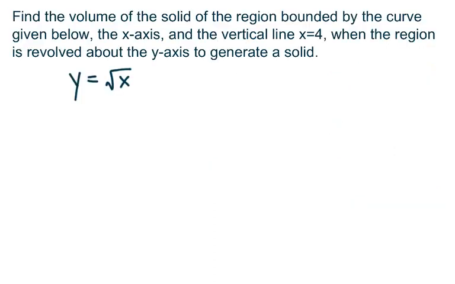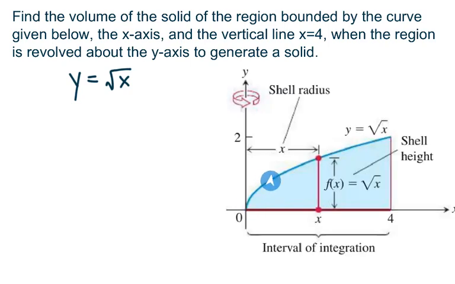For this example, we're going to find the volume of a solid of a region bounded by the curve y equals the square root of x, and also the x-axis and the vertical line x equals 4. Those are the bounds. We're going to revolve this region about the y-axis to generate a solid. So let's think about what this picture looks like. I'm going to pull an image in. Here's my curve, y equals the square root of x, and we want to rotate this about the y-axis.